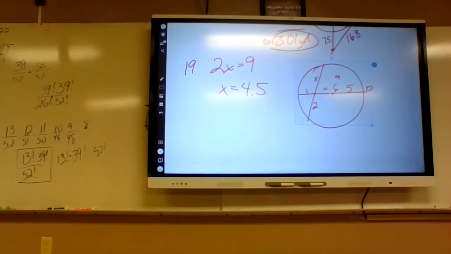X times X plus 5. Gracie, your number 8 was wrong. The outside is X, not 5. I was wondering that. So it should be X times X plus 5, which is X squared plus 5X.